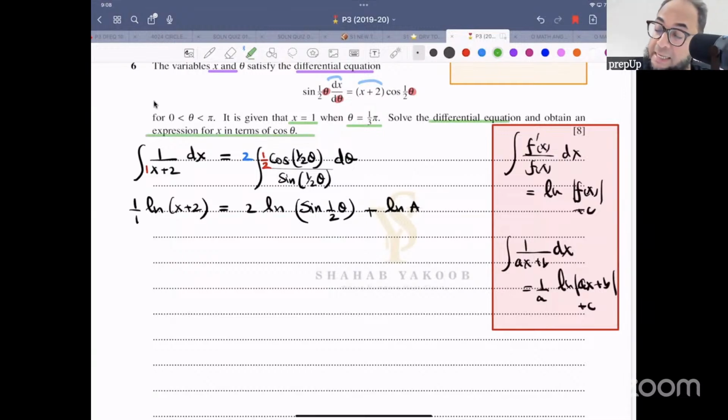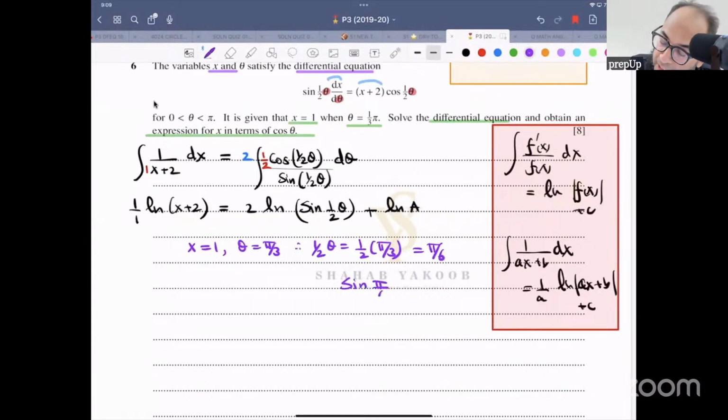Now this is kind of tricky at this point. Why cosine theta? Why not half sine theta? Why cosine theta? Why not half cosine half theta? That is the main thing. Now let me just apply this condition. The condition is when x is 1, theta is pi by 3. And therefore, half theta will be half of pi by 3, which is pi by 6. Keep that in mind. And also know that sine of pi by 6 is half. So I'll be using this.